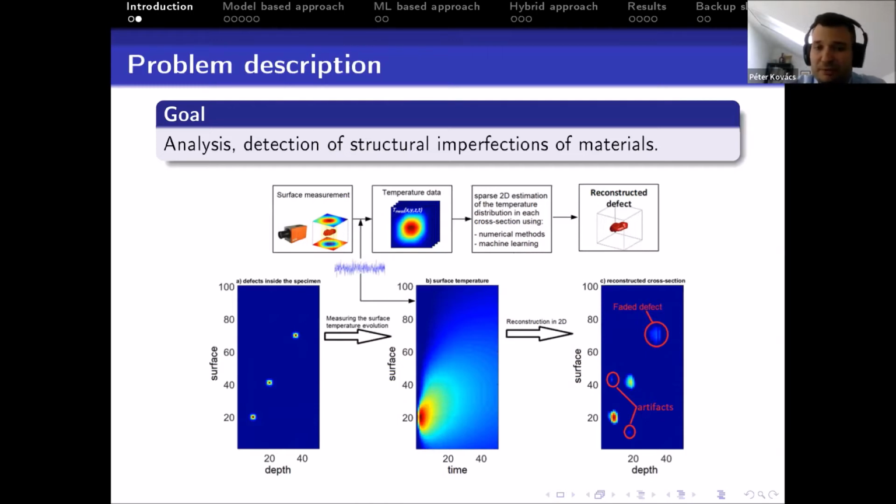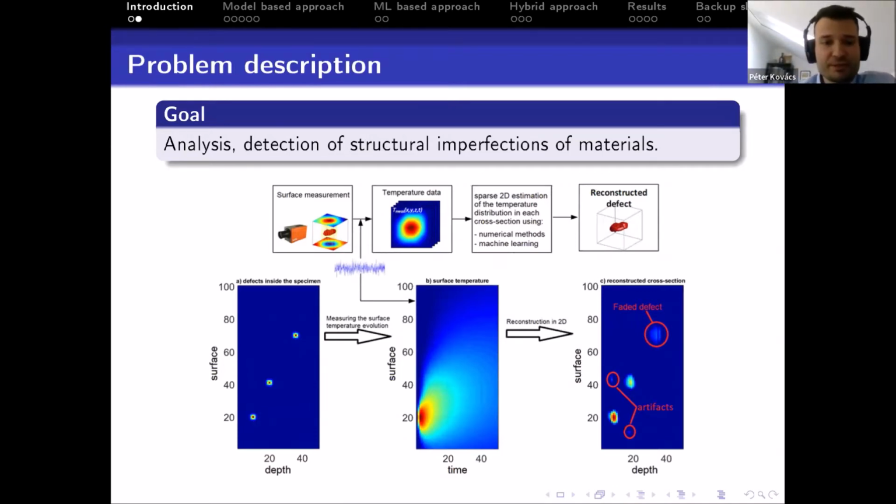Of course, you know that better than me. This could be done by using many methodologies: ultrasounds, electromagnetism, or thermography. In thermography, we are heating up the investigated object, and based on the temperature evolution in time that we can measure on the surface, we need to reconstruct the internal structure of the specimen.